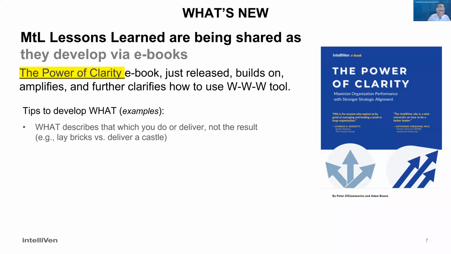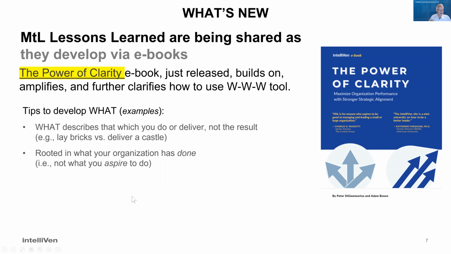We find that people are having trouble describing what they do. They've been so trained to sell the value of what they do and the solution in its entirety, as opposed to, well, what do you actually do? What do you deliver? What do you provide? So in this case, we want to know more about, well, we lay bricks versus we deliver a castle. So the what describes that which you actually do or deliver, not the result of what you do, but what are you actually doing and providing? And so that's an important insight.